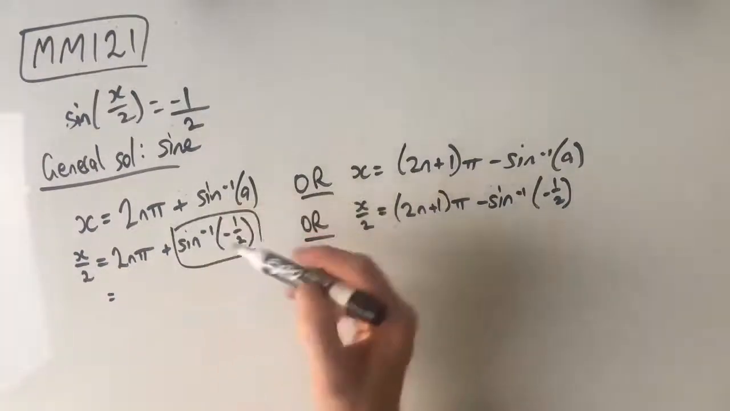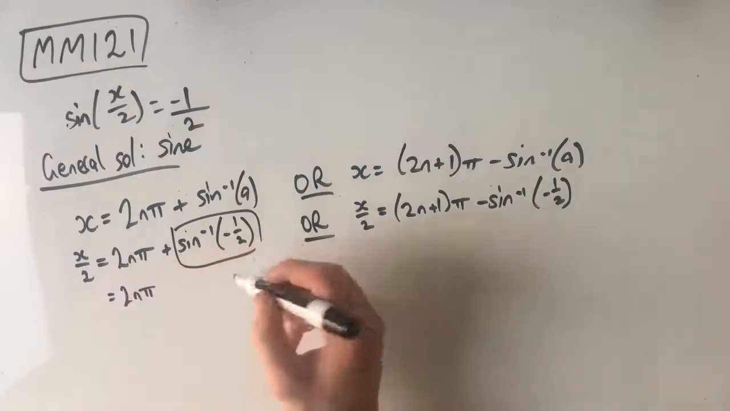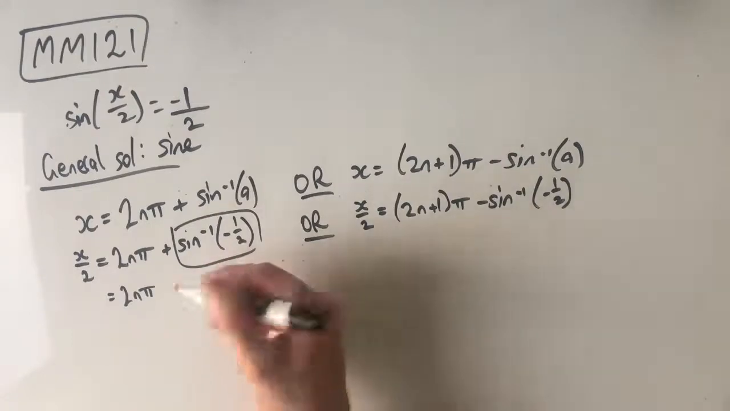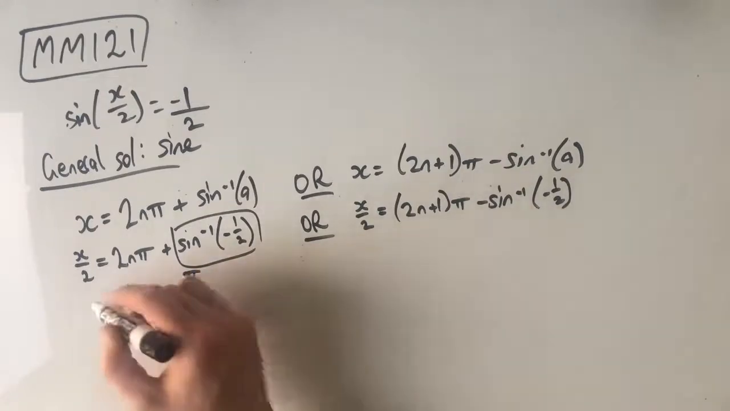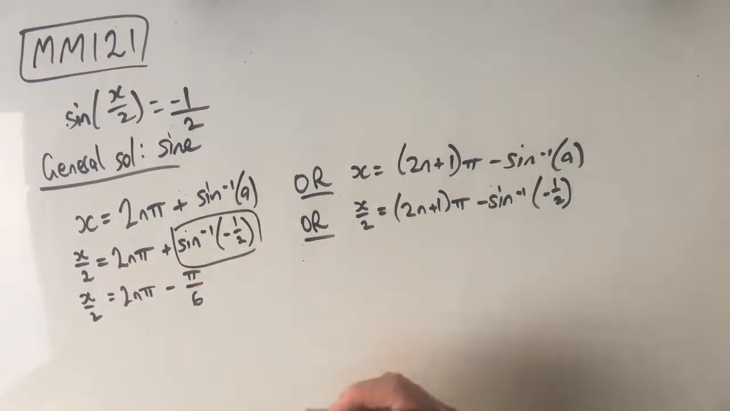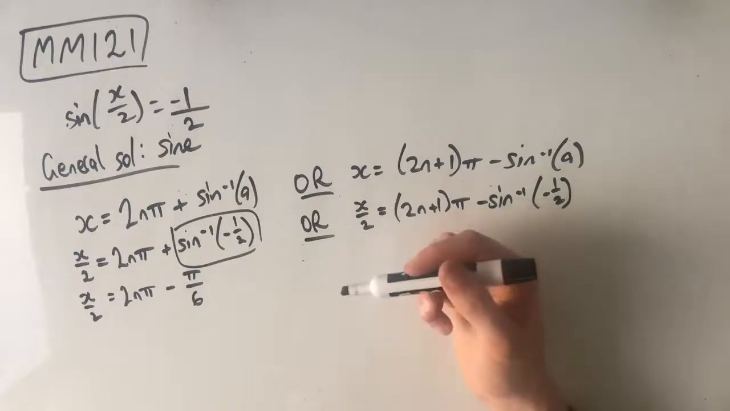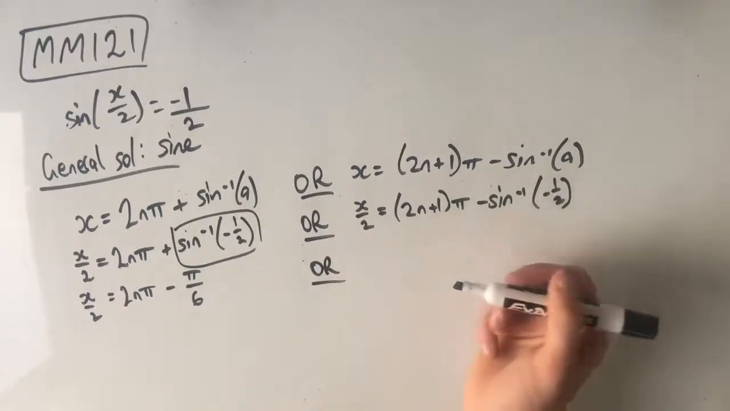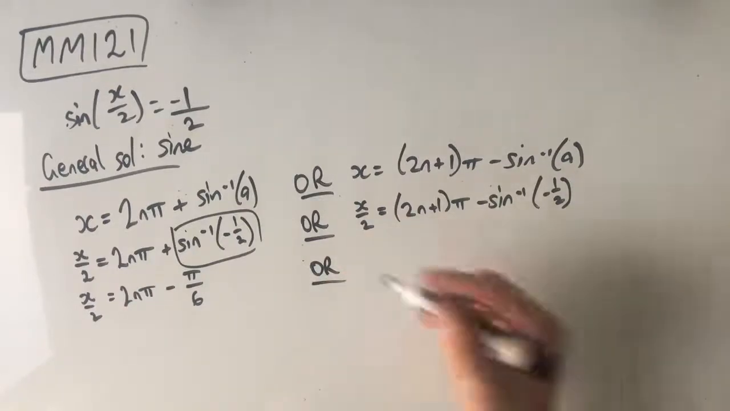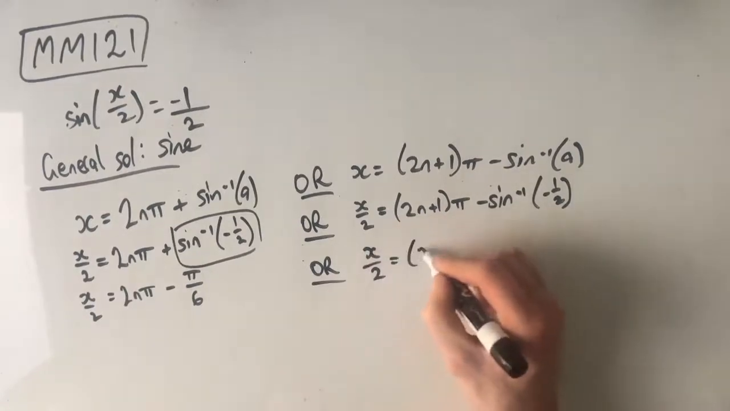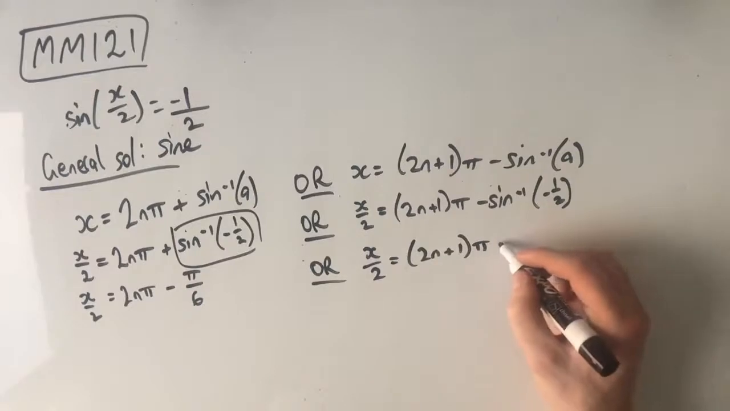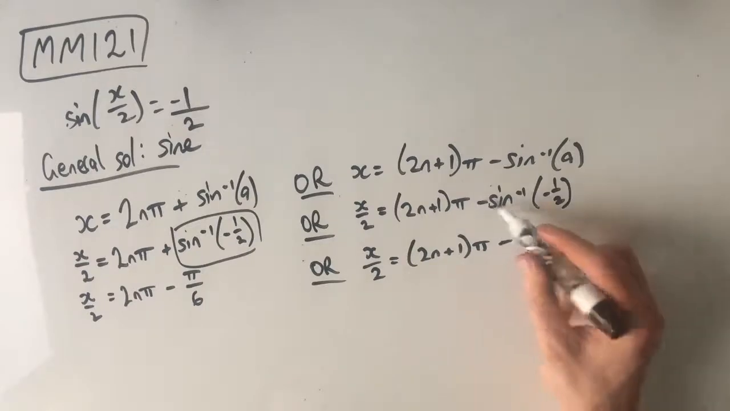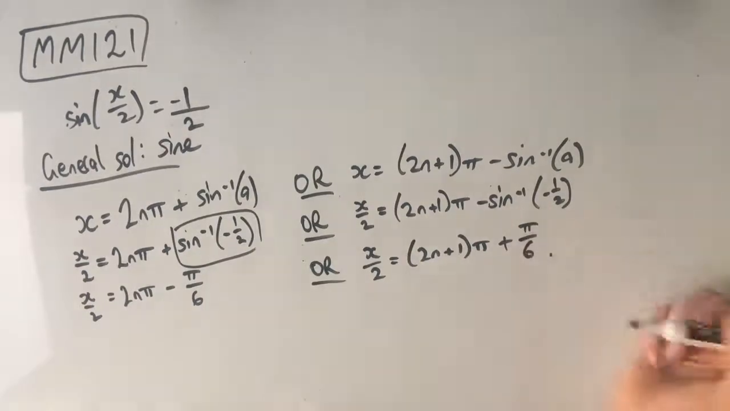So we're going to evaluate this here, which means we're going to get 2n pi. Now, the inverse sine of negative 1 half, according to our unit circle, is negative pi on 6. If you're not too familiar with that, this is the time to go back and look at it, because this is really important for your exam, and keep in mind that this is a non-calculator question, shown by the crossed out calculator icon. So you need to be able to do this in your head. So from here we go, x on 2 equals 2n plus 1 pi minus inverse sine of negative 1 half, which as we said is negative pi on 6, which means we're doing take away negative pi on 6, which means we're plussing pi on 6.